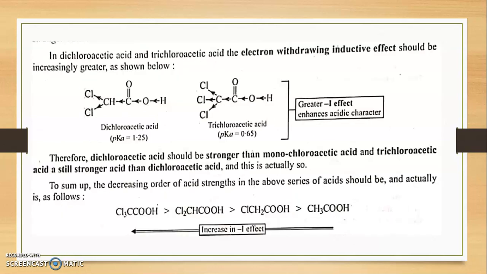Coming to dichloroacetic acid and trichloroacetic acid, the electron withdrawing effect increases further. Dichloroacetic acid is stronger than chloroacetic acid, and trichloroacetic acid, in turn, is stronger than dichloroacetic acid. To sum up, the decreasing order of the acid strength in this series is trichloroacetic acid, dichloroacetic acid, chloroacetic acid and acetic acid.